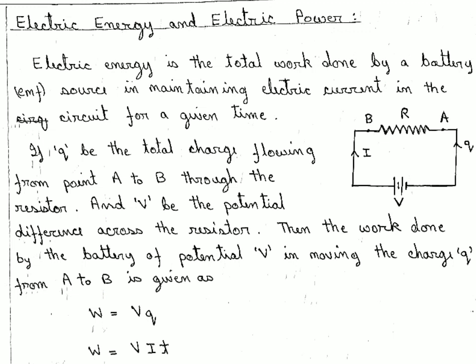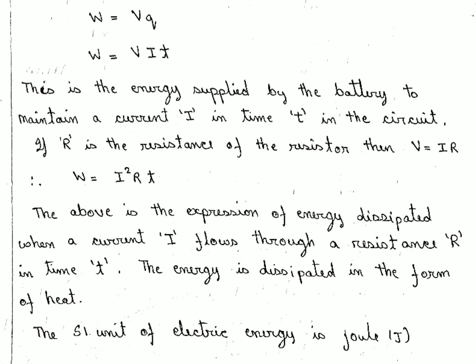And since Q is related to the current as I is equal to Q by t, hence Q is equal to I t. So this is from the definition of current. You get W to be equal to V I t. So this is the energy supplied by the battery to maintain a current I in time t in the circuit. And usually this energy is converted into various forms of energy.